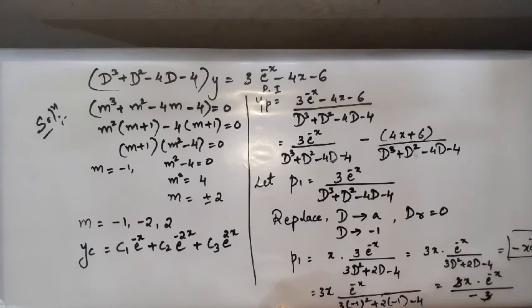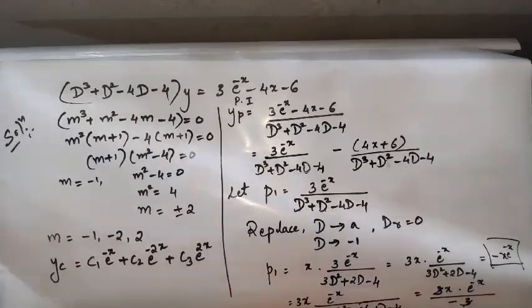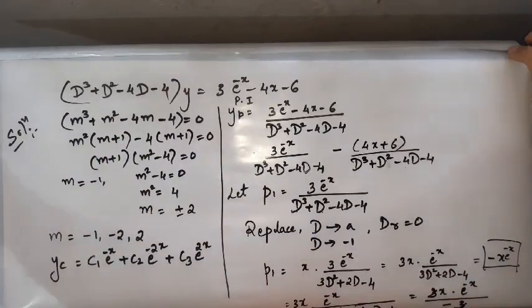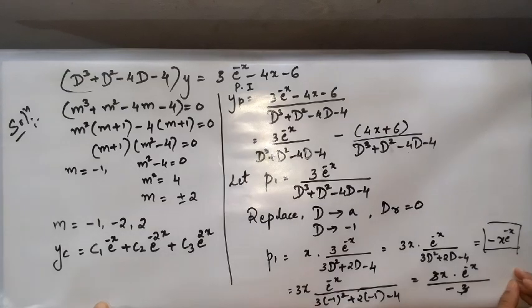Okay, I hope it is seen there. One minute. Is it seen? Yes. It is minus x into e to power minus x. That's the value for P1.